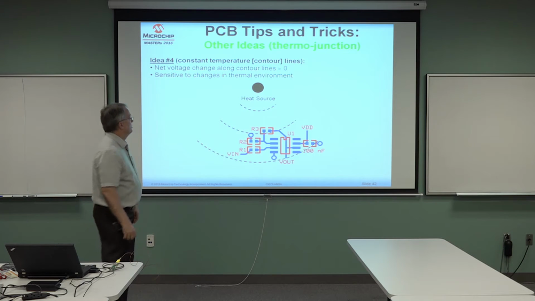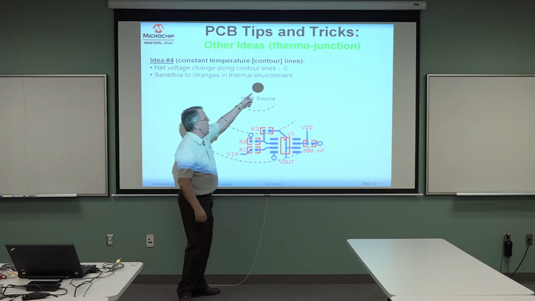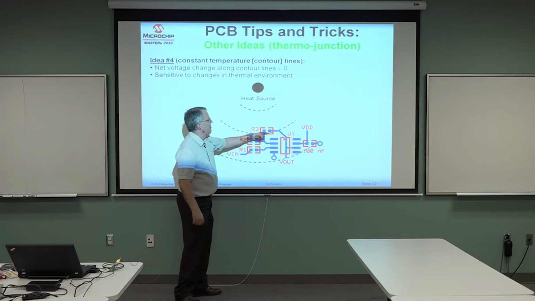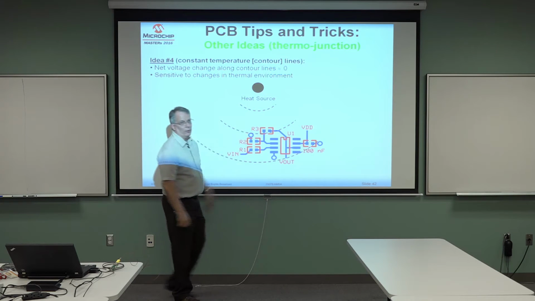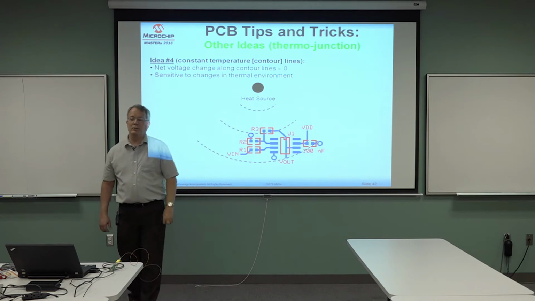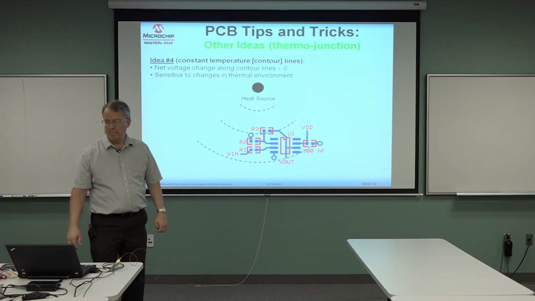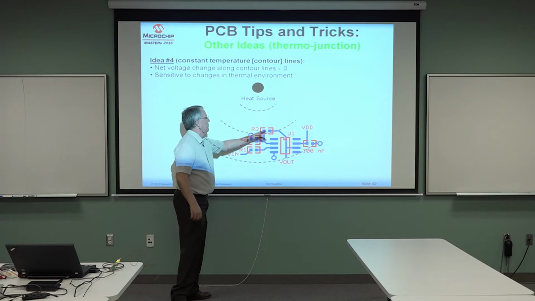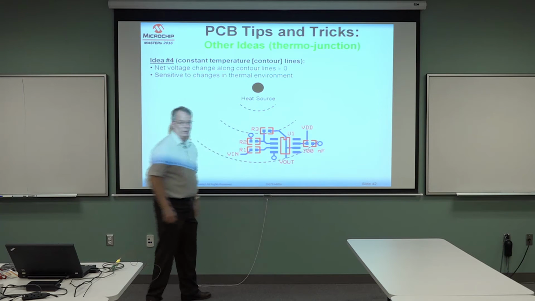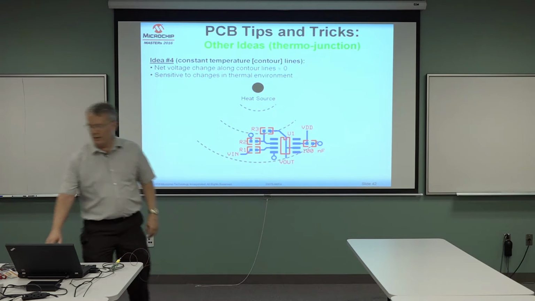Another idea is, what if I have a known heat source? I can orient my resistors to be parallel to the constant temperature contour lines, and therefore no real temperature drop across the resistors. Now, I would have recommended actually laying this out with this resistor the other direction to help cancel any residual effect.